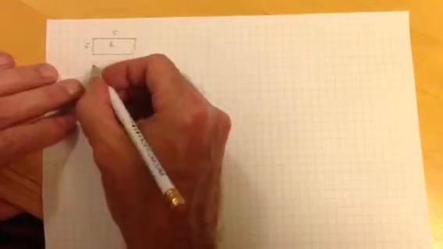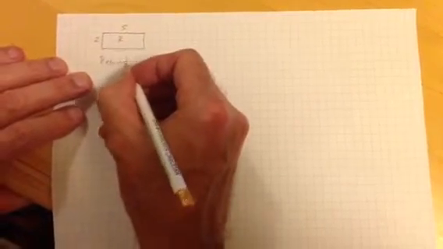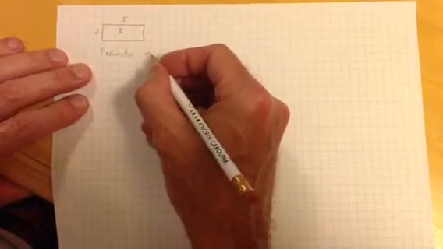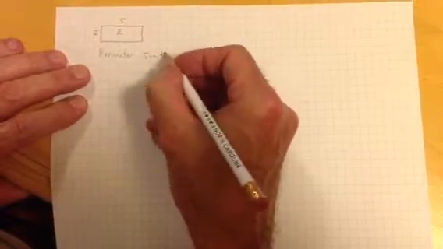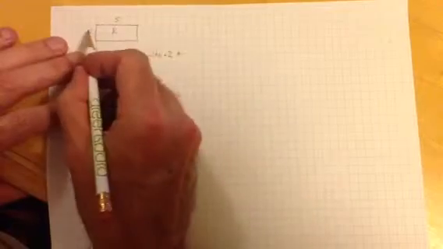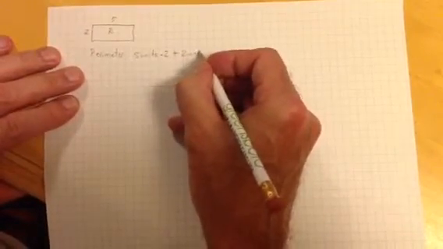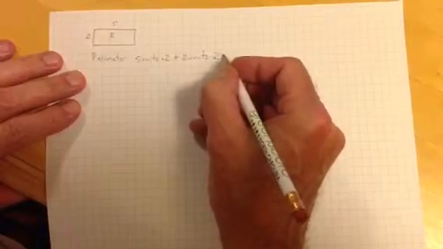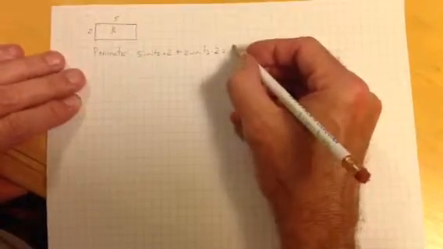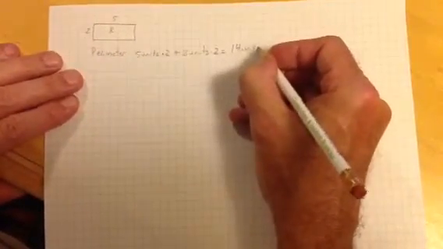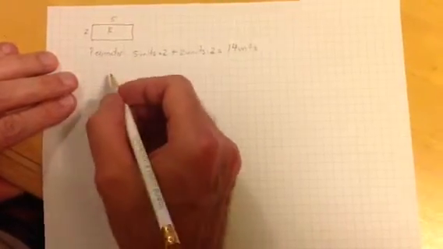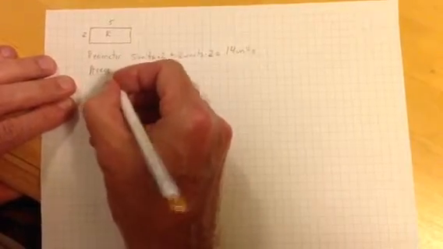Now, the perimeter of this rectangle is 5 units times 2 added to 2 units times 2. Okay, so I have 10 units plus 4 units would be 14 units, the perimeter of this rectangle R. Now the area, we'll talk about area.